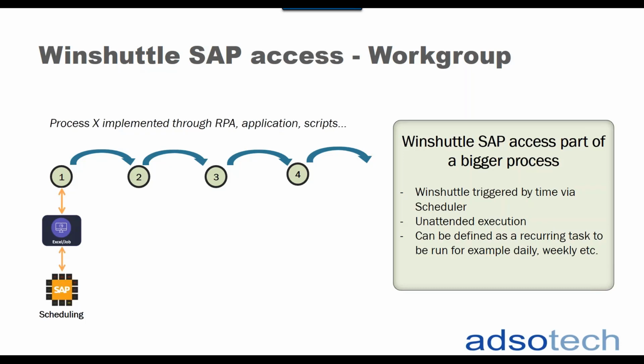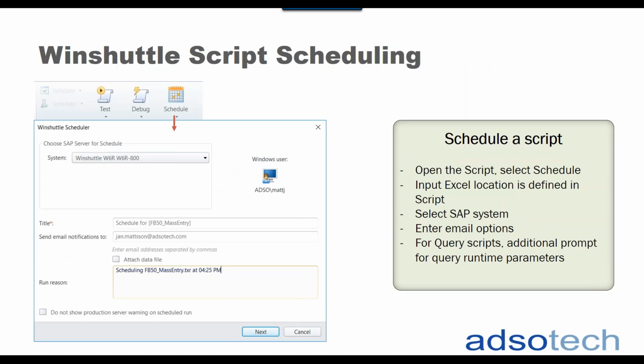So that, of course, provides unattended execution. You don't have to be by the workstation when you're executing the load. Here are shown some print screens of how you do the scheduling. It's pretty straightforward. So when you're in Studio, you have opened the script, and then you just click on the schedule. This is, by the way, Winshuttle 11. So if you have an earlier version, it might look a bit different.